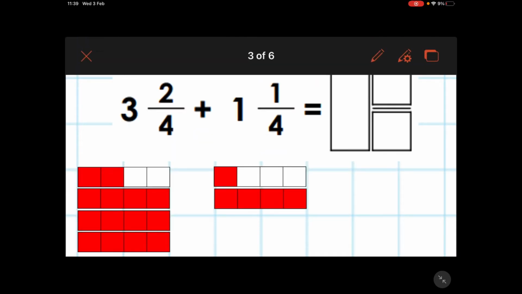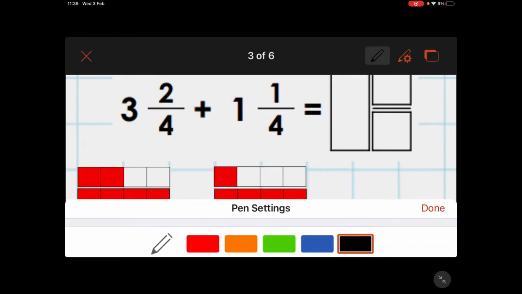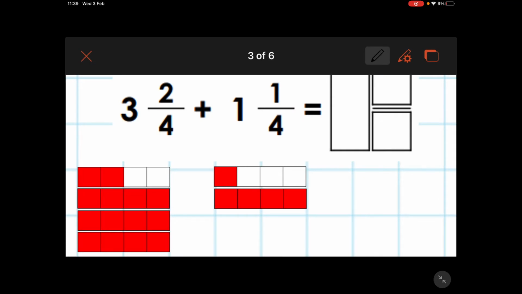Another example. I have 3 wholes and 2 quarters, add 1 whole and 1 quarter. Now again, this is an easier fraction to add because there is a common denominator of 4.